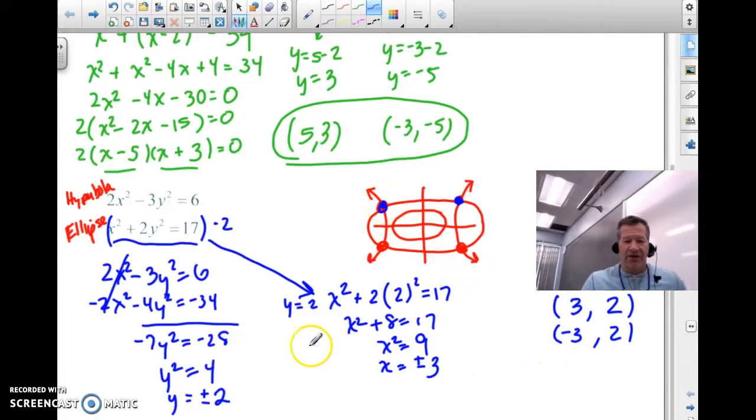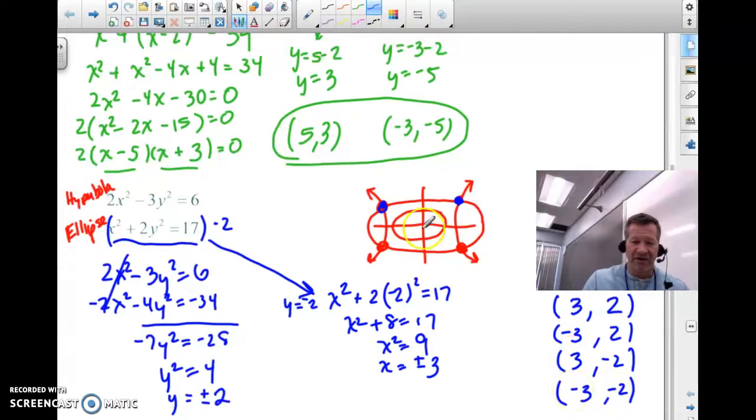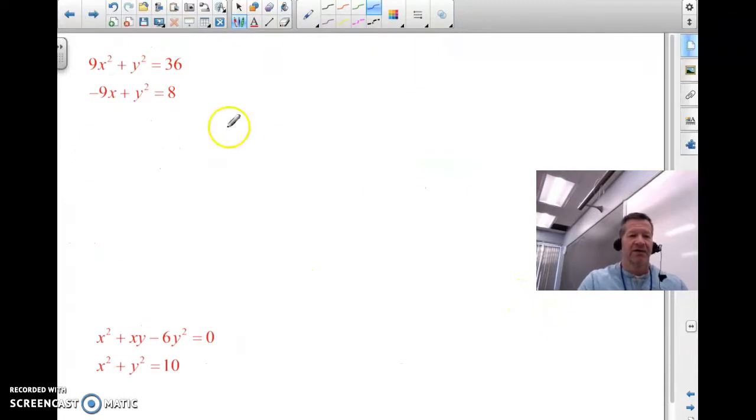Okay? Now, I still have to put in -2. Well, look at this. If I put -2 in instead, -2 squared is still 4. 4 times 2 is still 8. I'm going to get the same answers. So when I put in -2, I also get positive or -3. So -2 gives me a +3, and -2 gives me a -3. And those are my other 2 answers, 3, -2, and -3, -2. And you can see there were 4 solutions to that one. Okay, let's go on to the next.